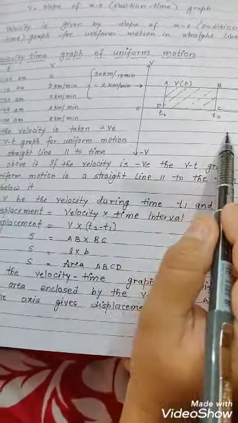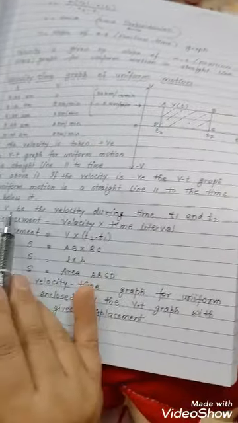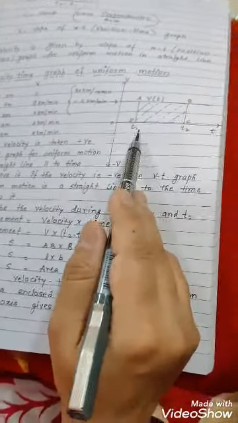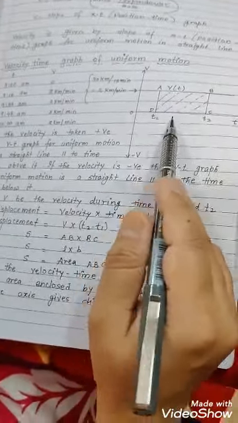Suppose, as in the graph, v is the velocity during the time interval t1 to t2. So the displacement is given as velocity into time interval. So displacement is equal to v, which is constant here because it is moving in a straight line with constant speed, so velocity is also constant.